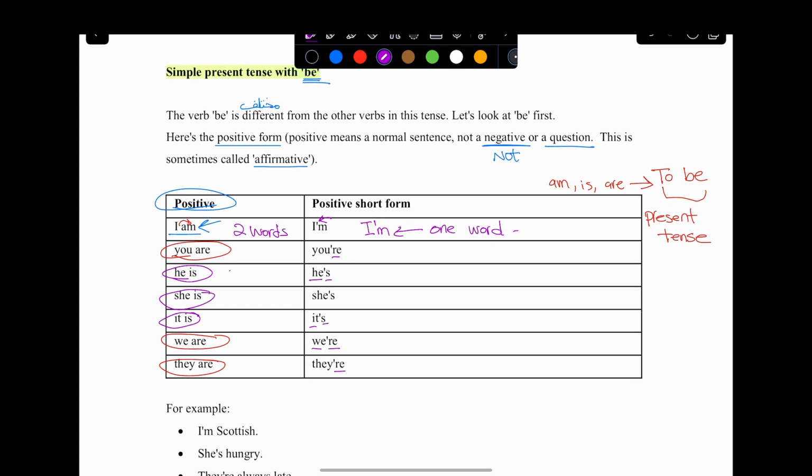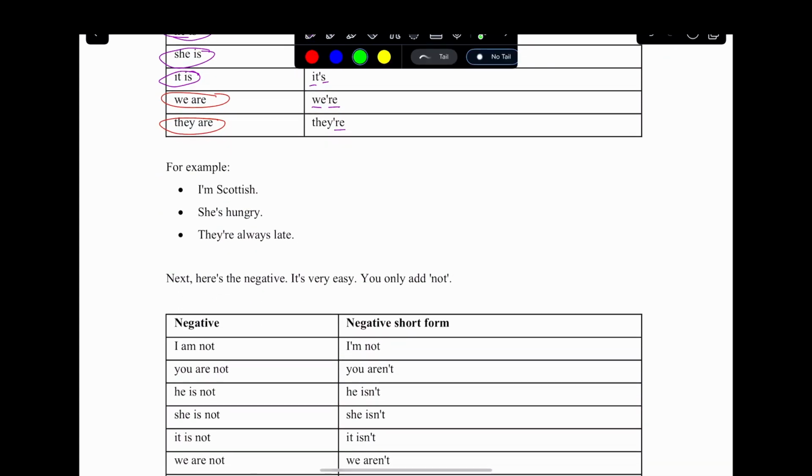So هنا نرى كيف أن نكتب الكلمة كاملة، وهنا short form. So short form بمعنى بطريقة أقصر، وأيضا تدعى abbreviation، الاختصار abbreviation. So for example، على سبيل المثال I am Scottish. I am Scottish. أنا أكون Scottish. She is hungry. She's hungry. هي جائعة.